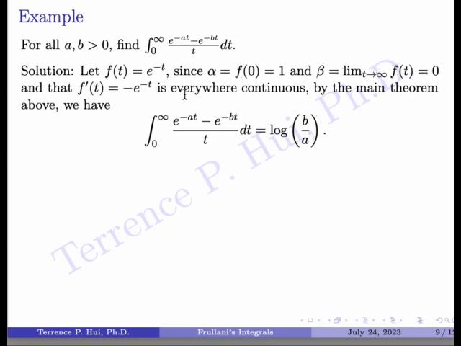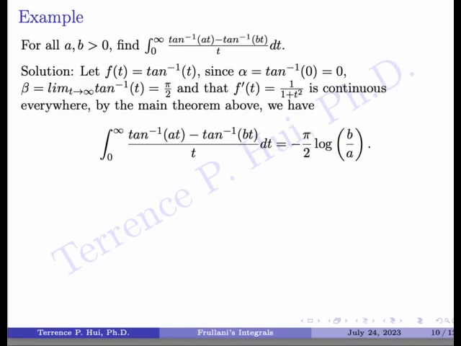All right, third condition. If f is e to the minus t, f prime, the derivative with respect to t, is minus e to the minus t. Of course, minus e to the minus t is continuous everywhere, so certainly it's continuous from 0 to infinity. And so all three conditions are met. Apply my main theorem from earlier. This Frullani integral is just alpha minus beta, or 1 minus 0, which is 1, times log of b over a. In other words, it's just log of b over a. That's it. That's the answer.